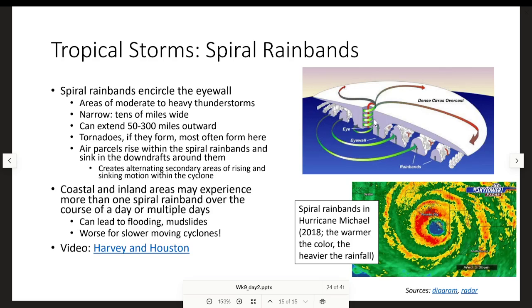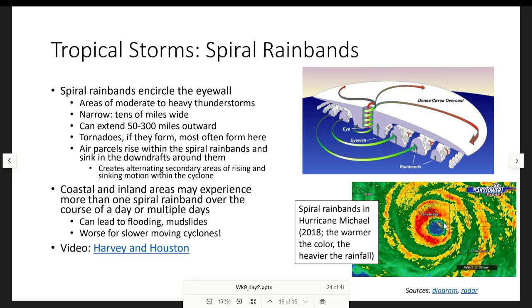Yeah, they form in these bands, and they're tens of miles wide, and they can extend 50 to 300 miles outward. This is kind of where you get the tornadoes. Air parcels rise within the spiral rain bands and sink in the downdrafts around them. All of these have updrafts, so they must have downdrafts, and the downdrafts create sinking air. So you have rising air, sinking air, rising air, sinking air. There are alternating areas of rising and sinking motion, and you can see that in here too.